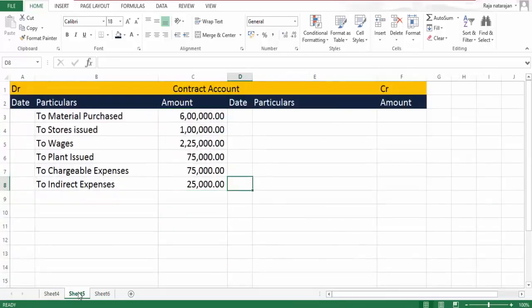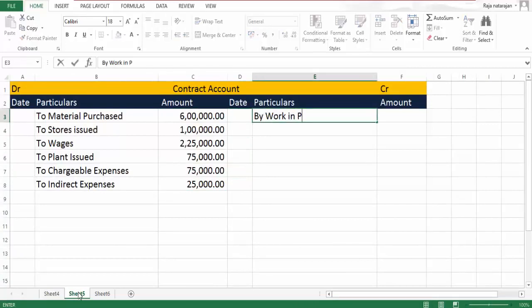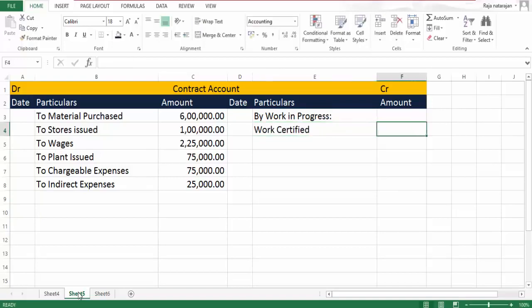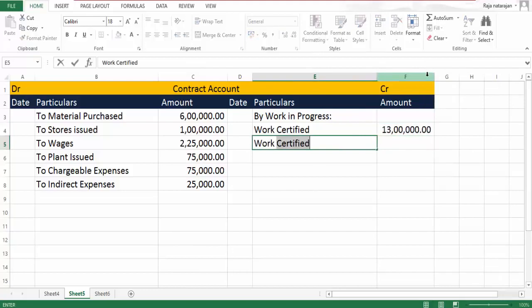So let's go to the credit side. We'll say by work in progress, where the work has been completed and certified. So we'll say work certified, and the value was something like 13 lakhs. Then work completed not certified, work uncertified, we have 60,000.